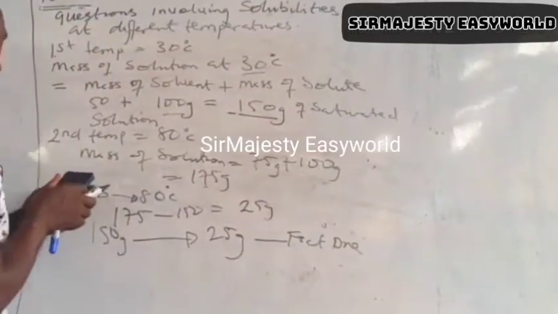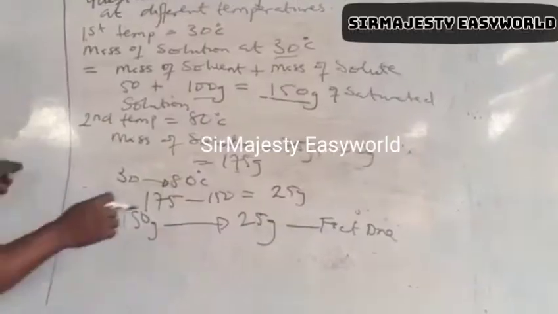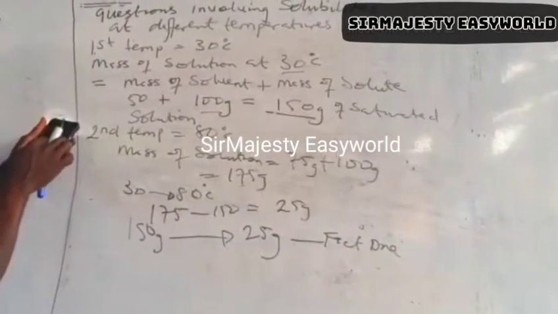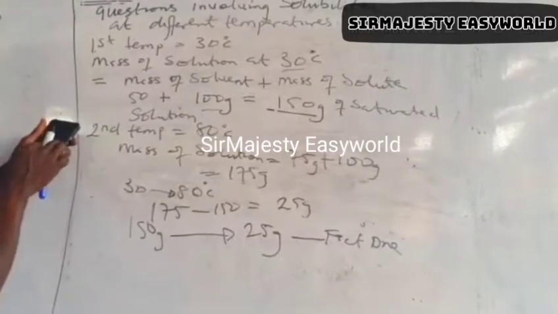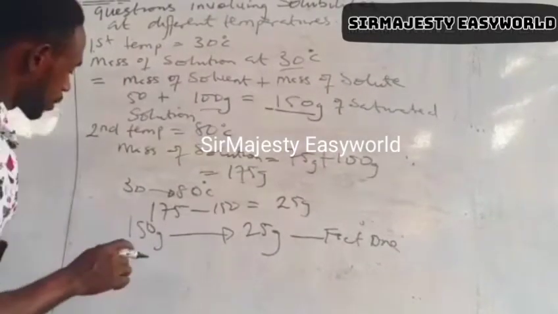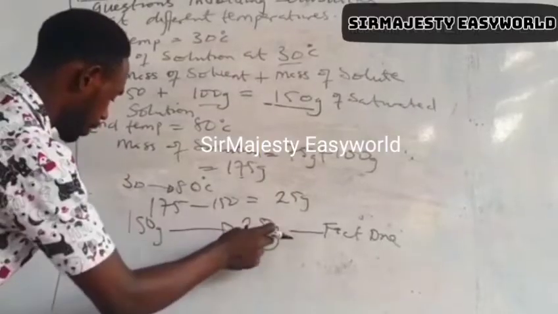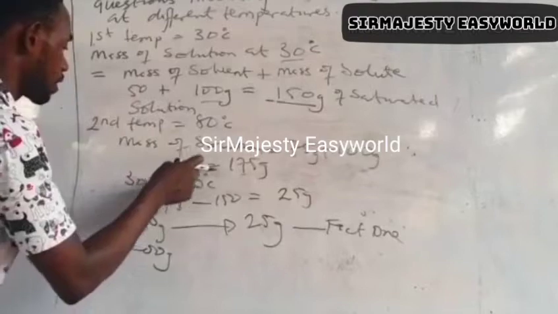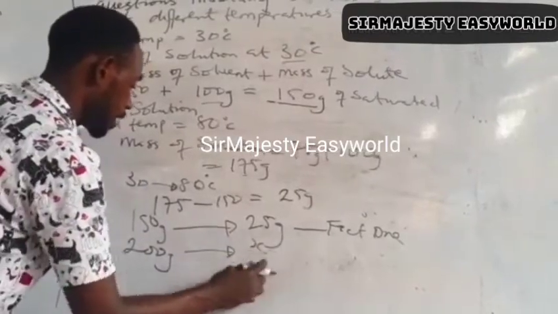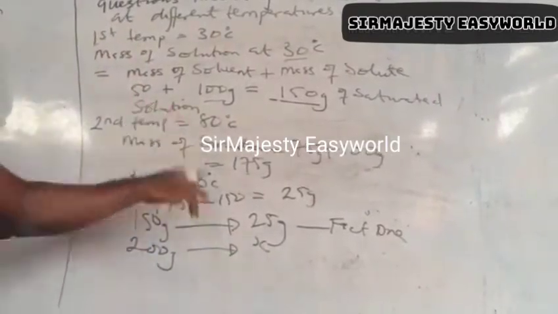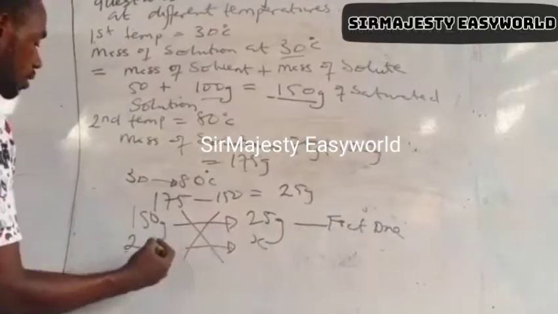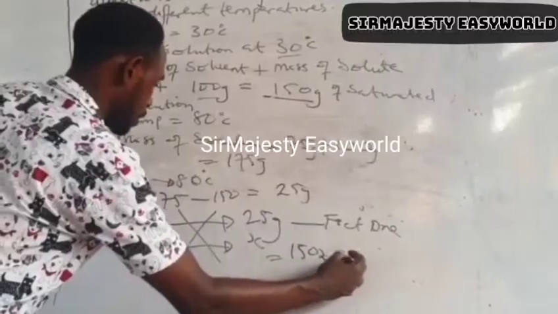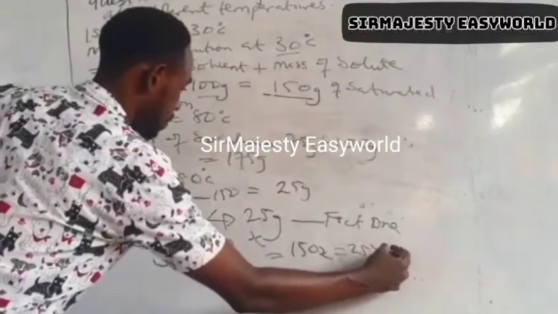Then you go now to the question. They just gave you a saturated solution again, which is 200 grams. Now, since 150 grams gave me 25, simple. If 200 grams of saturated solution is raised from 30 to 80, it will automatically give me X, as far as it's the same salt. You cross multiply. So what do we have? We have that 150X is equal to 25 times 200.